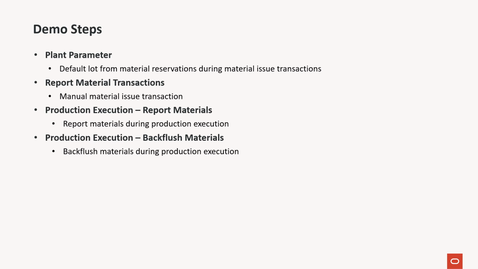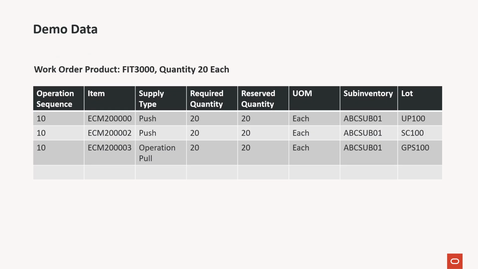Report material transactions for items with push supply type. Report materials during production execution for items with push supply type. Backflush materials during production execution for items with pull supply type. This is supported only in the Redwood pages for the above transactions. You can review the data that would be used in the demo.